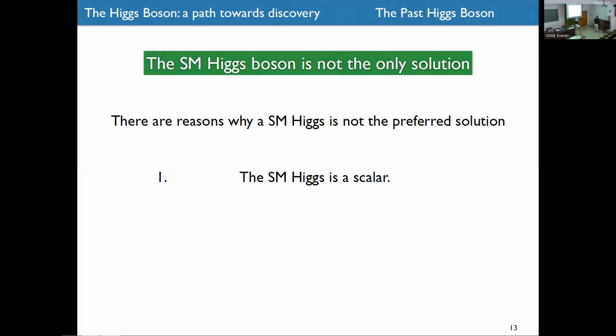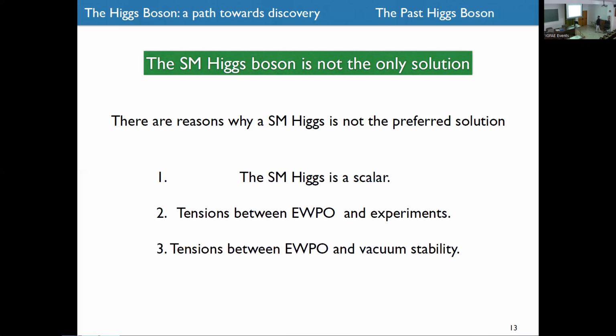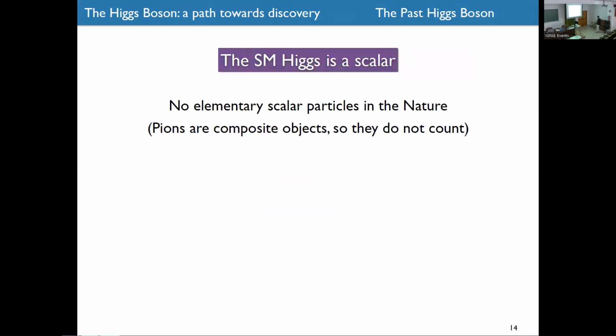And these three are the fact that the standard model Higgs is a scalar, the fact that there are tensions between different experiments, electroweak precision experiments and direct searches experiments, and there are tension between electroweak precision observables and the theory. Let me go over these three quickly.